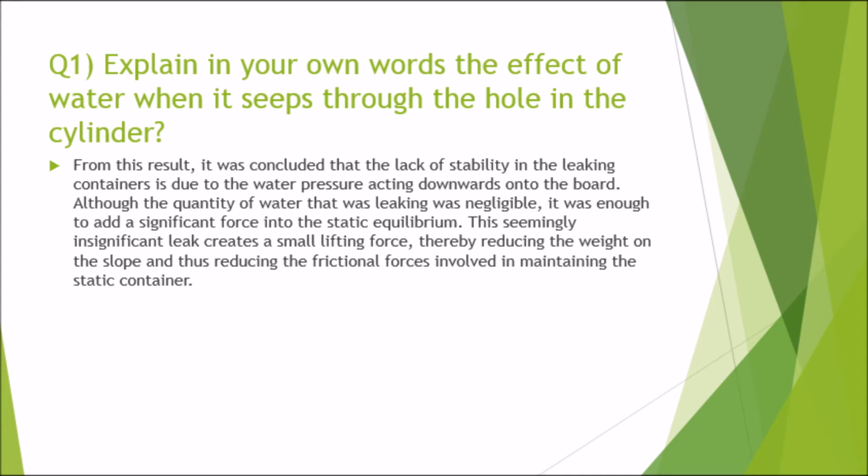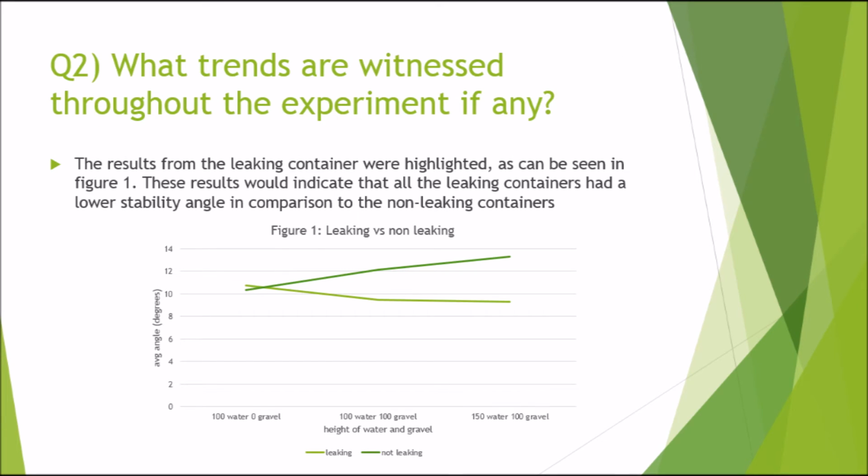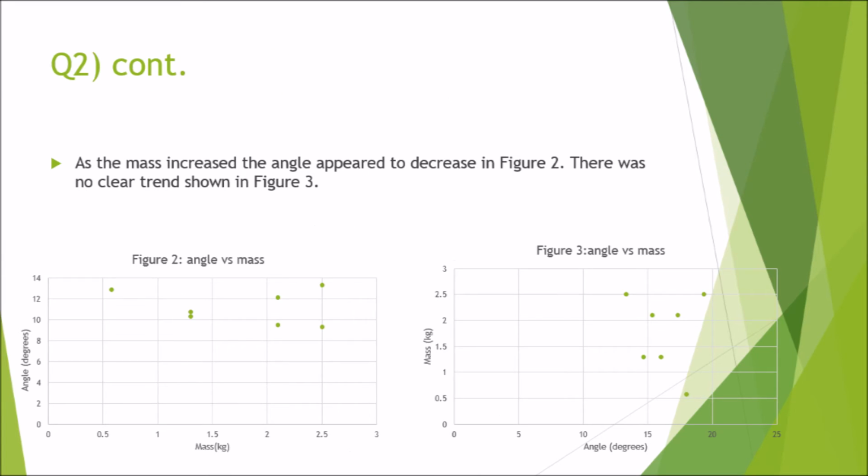Although the quantity of water that was leaking was negligible, it was enough to add a significant force into the static equilibrium. This seemingly insignificant leak creates a small lifting force, thereby reducing the weight on the slope and thus reducing the frictional forces involved in maintaining the static container. The results from the leaking container were highlighted, as can be seen in Figure 1. These results would indicate that all leaking containers had a lower stability angle in comparison to the non-leaking containers.